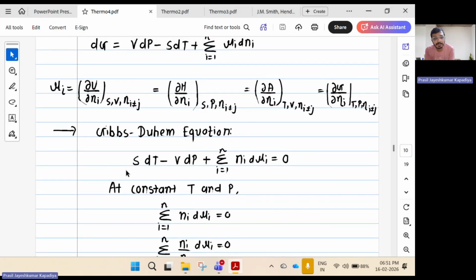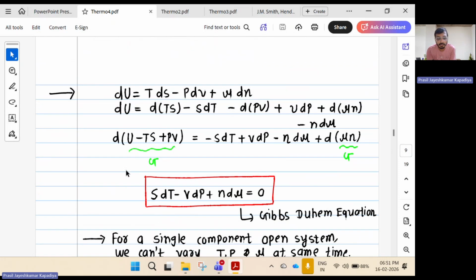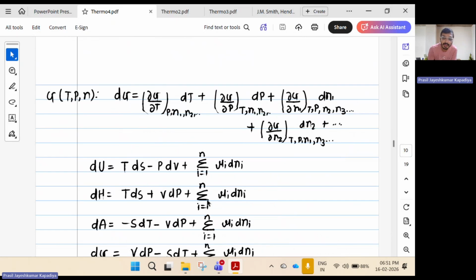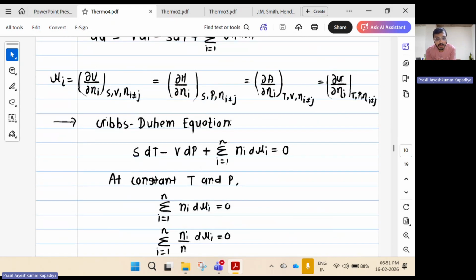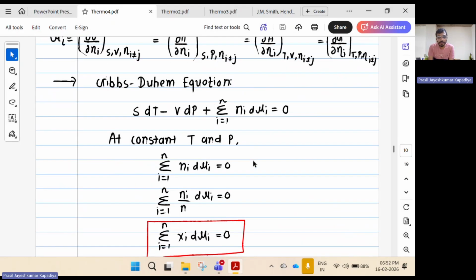Now, what will be my Gibbs-Duhem equation? Earlier it was SdT minus VdP plus N d mu. So now it will be SdT minus VdP plus summation i equal to 1 to n of N_i d mu_i equal to 0. Okay, so this will be my Gibbs-Duhem equation. Let's say I am dealing with constant temperature and pressure. So this term cancels out, this term cancels out. So we are only dealing with summation i equal to 1 to n of N_i d mu_i equal to 0. So let's say I am dividing both sides by the total number of moles N.